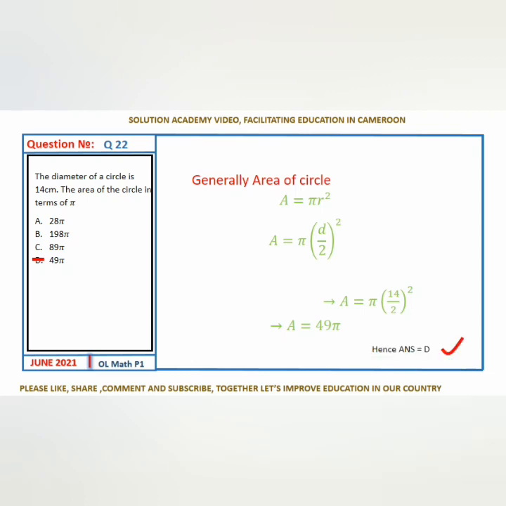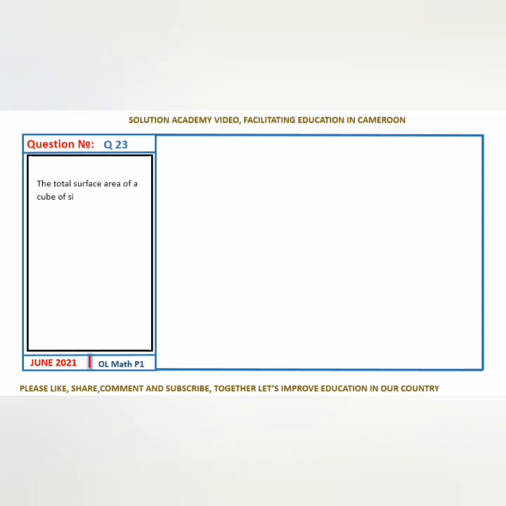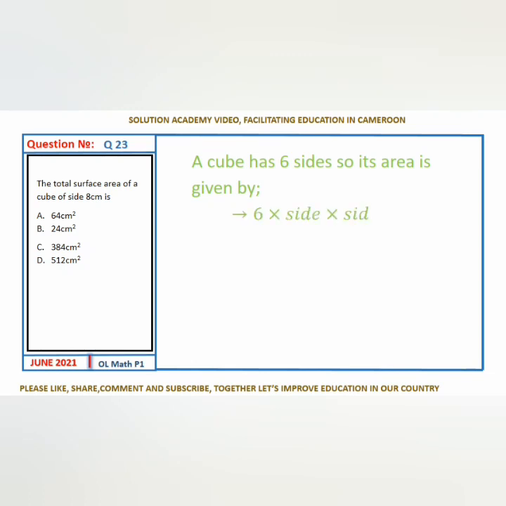Question number 23. The total surface area of a cube of side 8 cm is. With this question, you have to know that a cube has 6 sides. So its area will be given by 6 times side times side. So all the sides are equal. So we have 6 times 8 times 8, which gives us 384 cm squared. Hence, our answer is C.